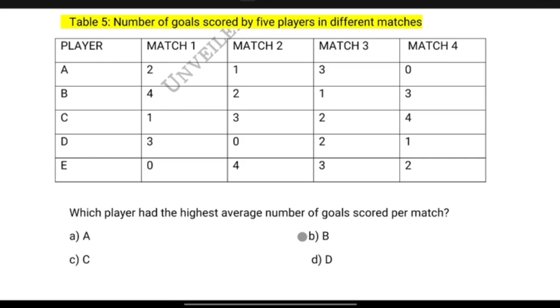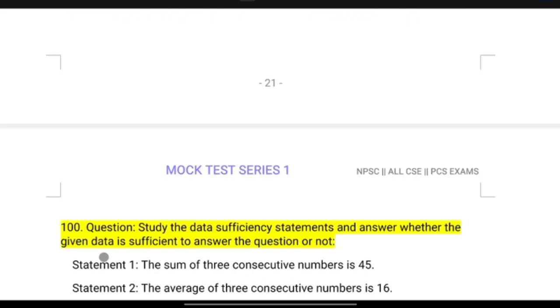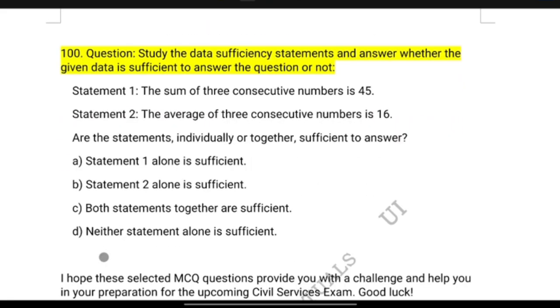100. Question. Study the data sufficiency statements and answer whether the given data is sufficient to answer the question or not. Statement 1. The sum of 3 consecutive numbers is 45. Statement 2. The average of 3 consecutive numbers is 16. Are the statements, individually or together, sufficient to answer? Right answer is D. Neither statement alone is sufficient.